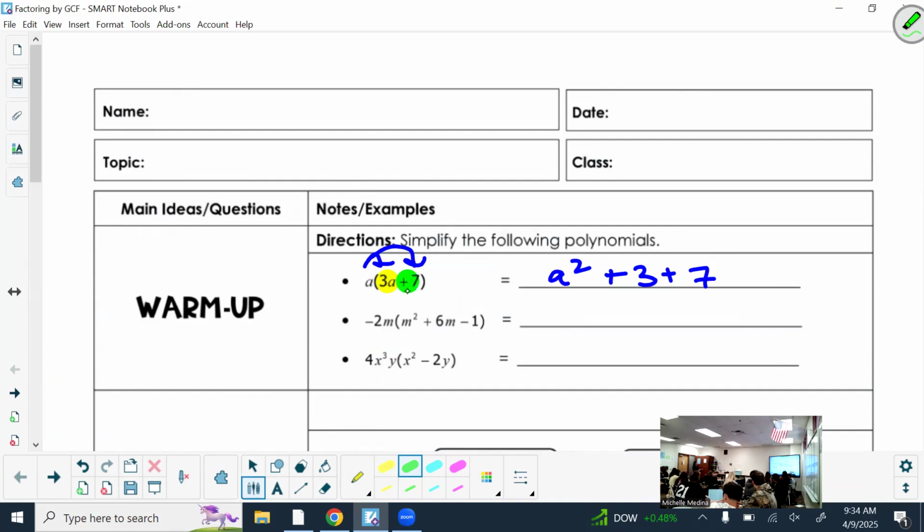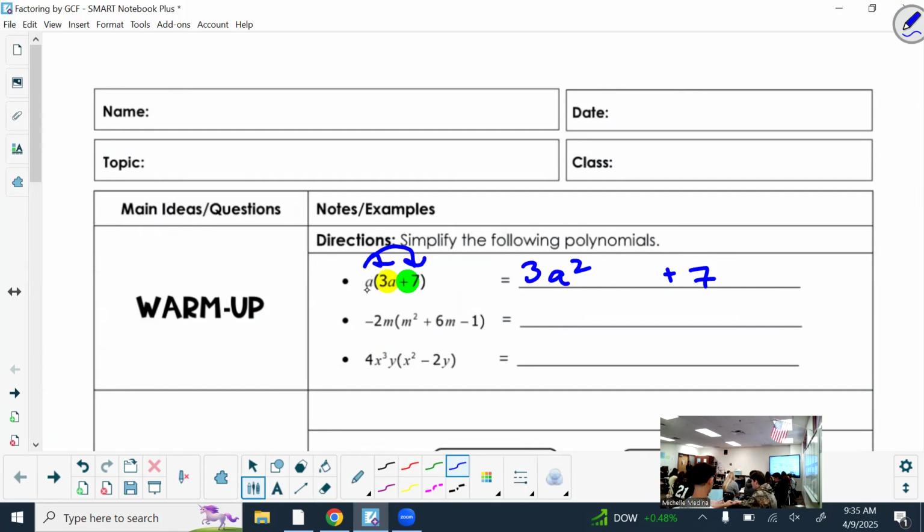Notice how I'm keeping the sign that's in front of each term with that term, because it will make a difference when you're multiplying. Like if it's a positive times a positive, I should get a positive. But yeah, so class, what is a times 3a? 3a squared. So let's adjust that first term to be 3a squared.